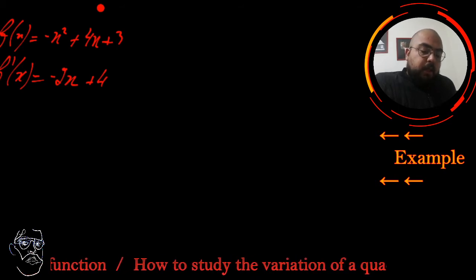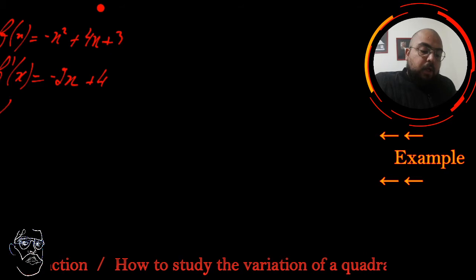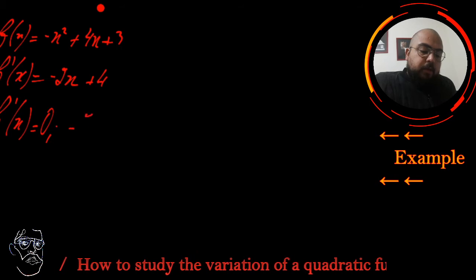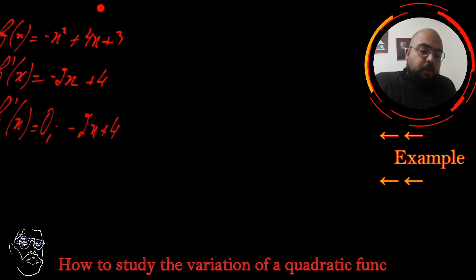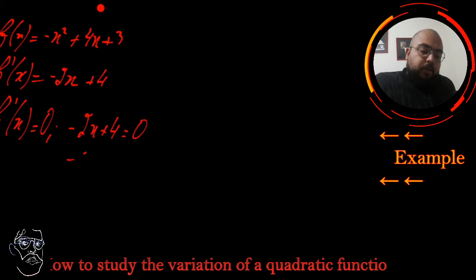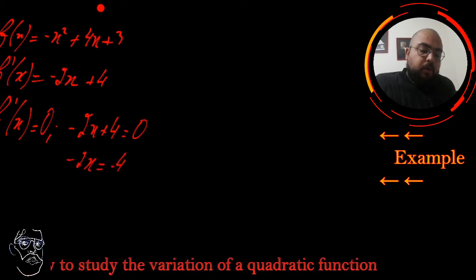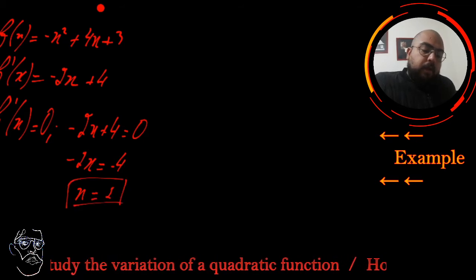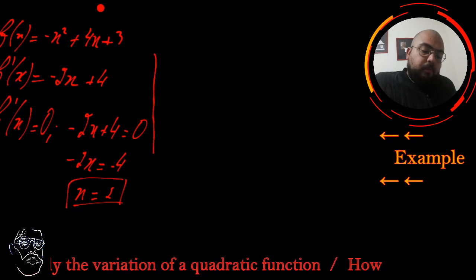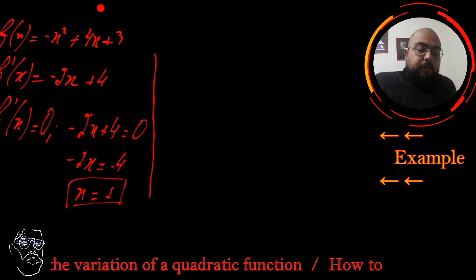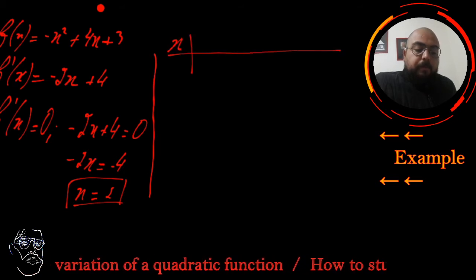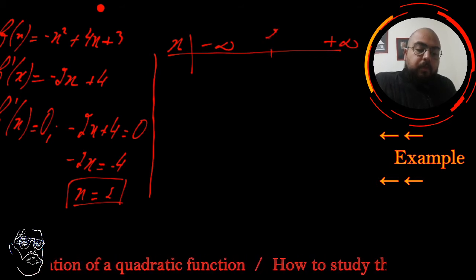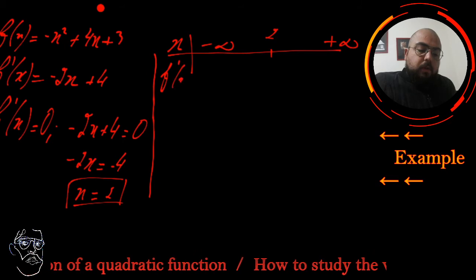So in this case, again, to study the sign of f prime of x, you will have to say f prime of x should be equal to 0, which means minus 2x plus 4 is equal to 0, minus 2x is equal to minus 4, so x is equal to 2. And then you will have to study the sign of f prime of x regarding your table, x going from minus infinity to plus infinity, and the critical value is 2.